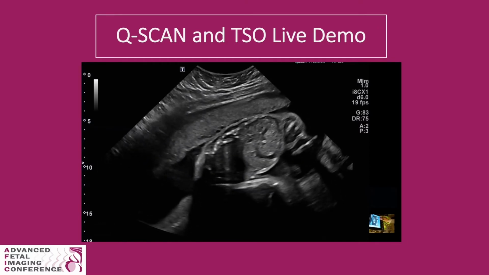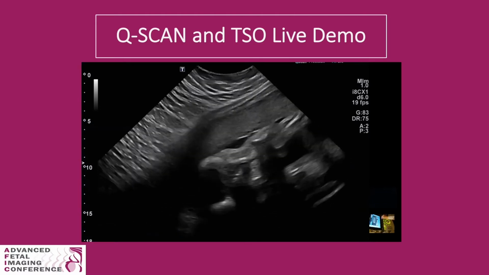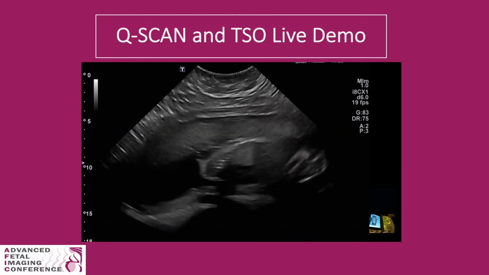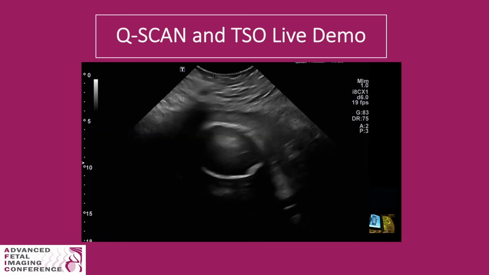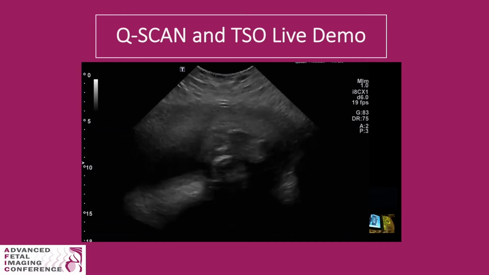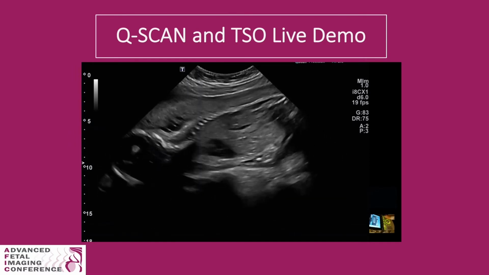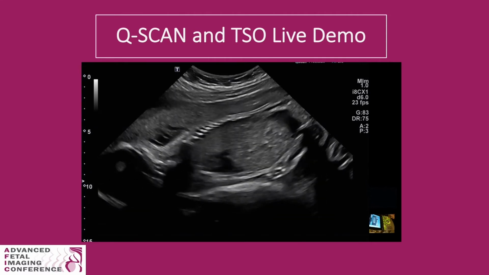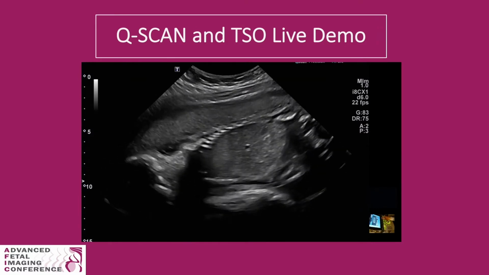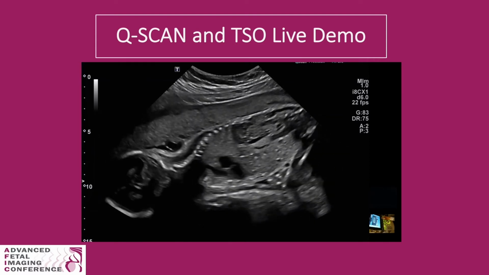So we'll start with the TSO, going through more of a muscle tissue, so a faster speed of sound. So we're scanning here. Okay. So this is speed of sound optimized for muscle. If I decrease the TSO, you'll see the image just come into view a little bit clearer.